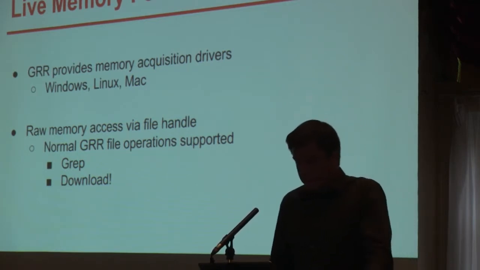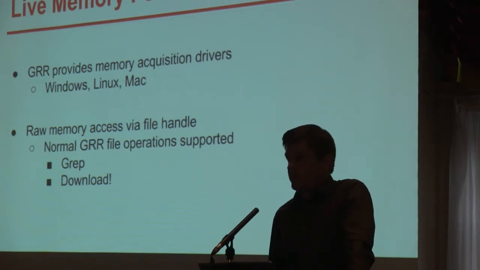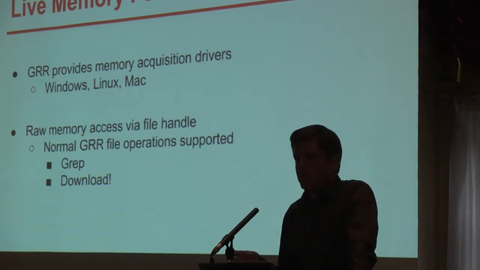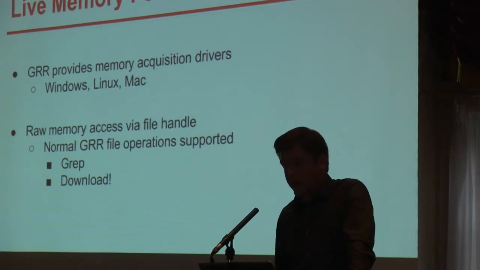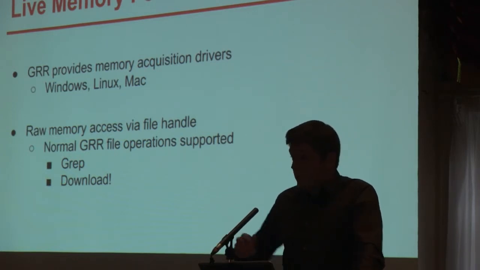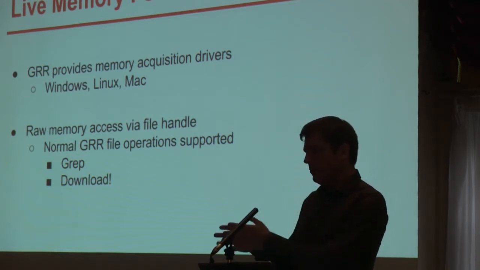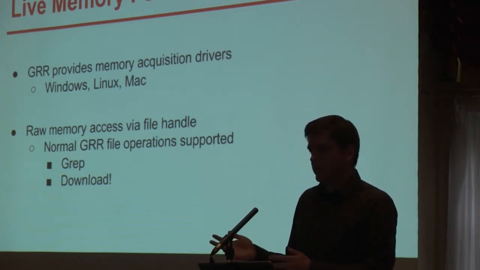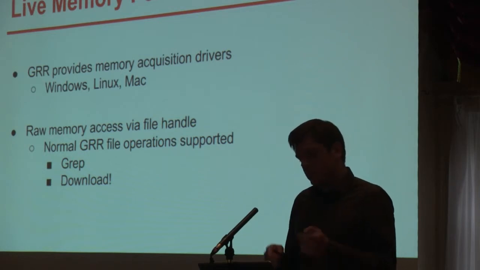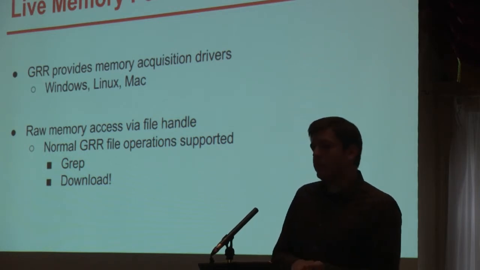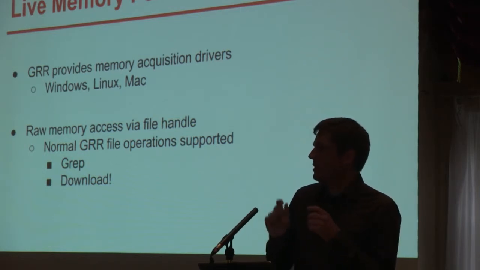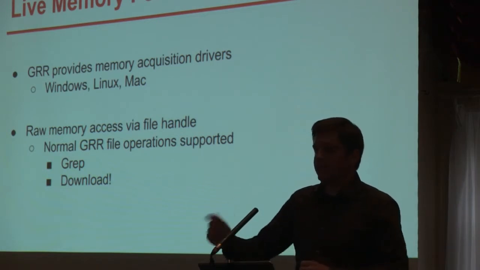So how do we do this? GRR comes with memory acquisition drivers for all the operating systems that we support, Windows, Linux, and Mac. How it works is you take the driver, you put it in a signed blob, you fire it off to the client, and the client loads the driver for you. That works very well on Windows and Mac. On Linux it's a bit harder because you have to match the exact kernel version of the kernel that you're investigating.